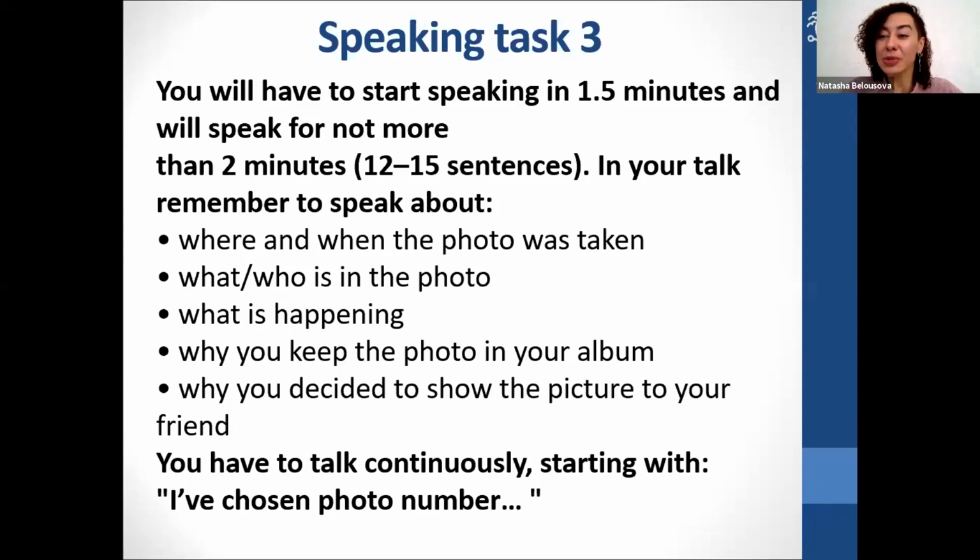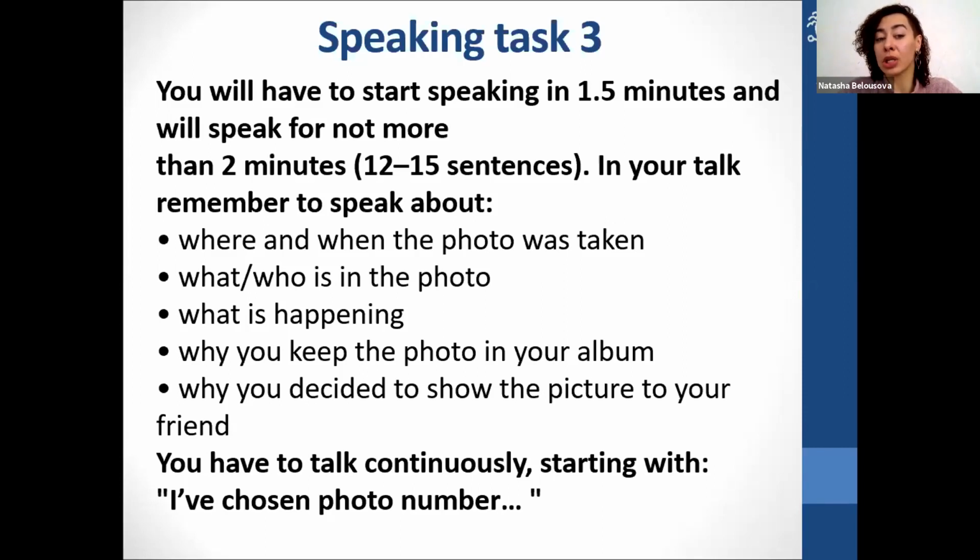So the phrase, I've chosen photo number 1, is a technical phrase. So the expert is not going to count it, okay? And then the students also have to introduce their little monologue. The introduction is anything they say which is not covered by the points of the task, but it has to be logical. So there could be something like, I've chosen picture number 1, it's not counted, and I say, I think it's one of my most favorite pictures, or it's one of the most favorite pictures I've taken.